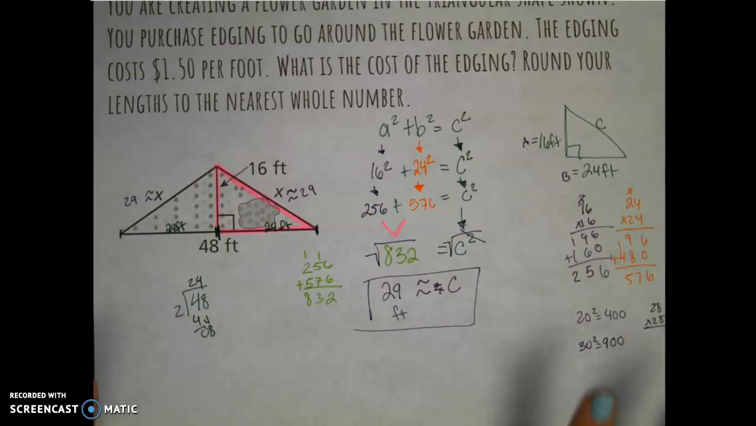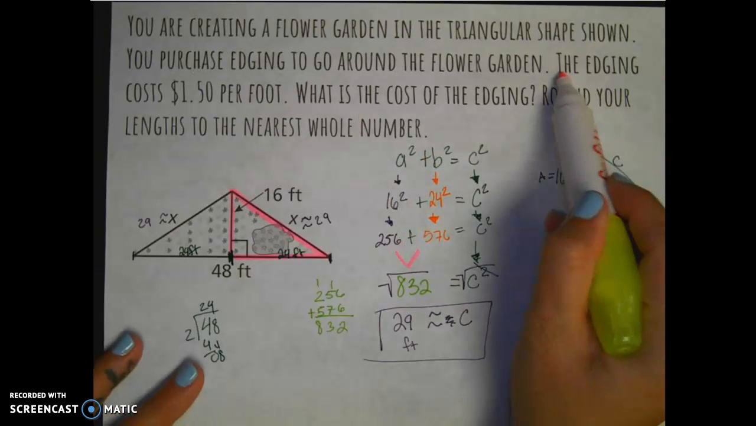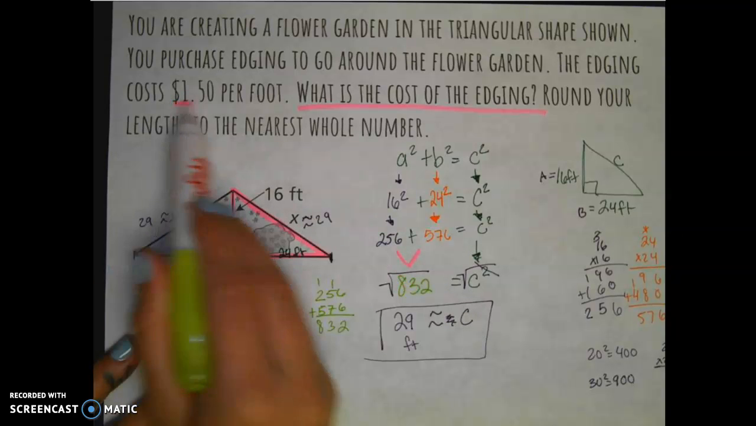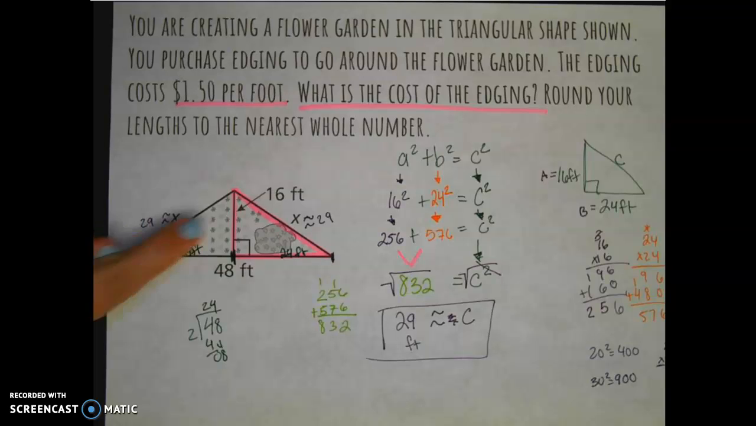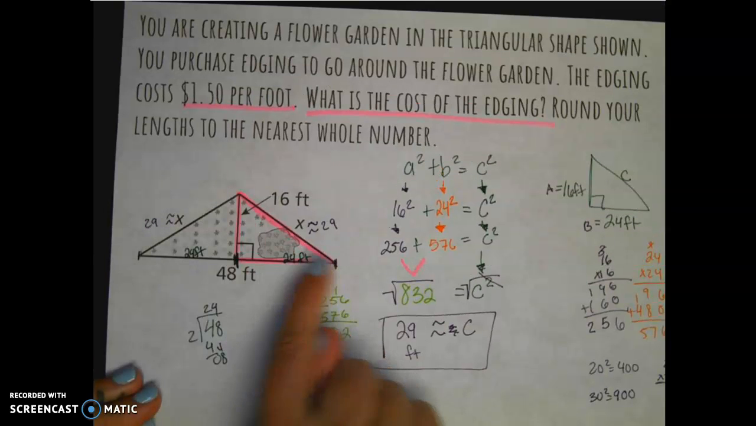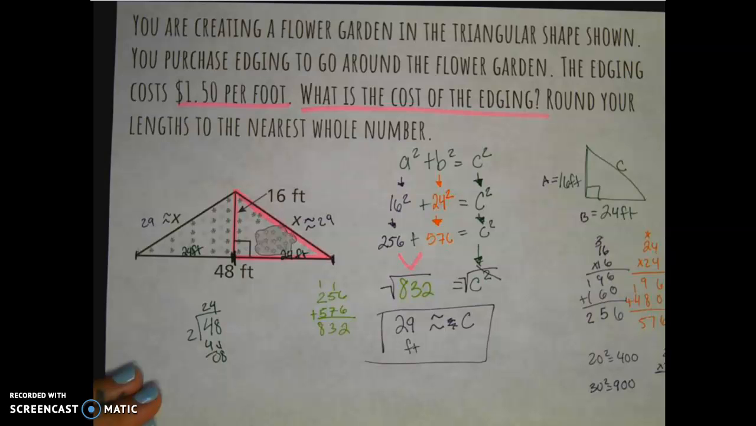Now we're still not done though. It says, how much is the cost of the edging? The edging around it is going to be $1.50 per foot. So what I need to do is take each of these numbers, the 29, the 29, and the 48, and multiply it by 1.50, because I need to know how long my fencing is going to be. Okay, sorry, the edging.